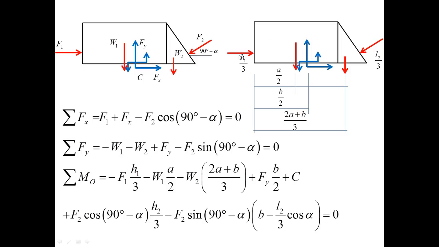The first term is due to this force, this weight, then we calculate the moment induced by the force Fy, and finally the force in the downstream produces two contributions, horizontal one and vertical. Now let us solve these equations for the unknown reaction forces. I'll start with the first equation.